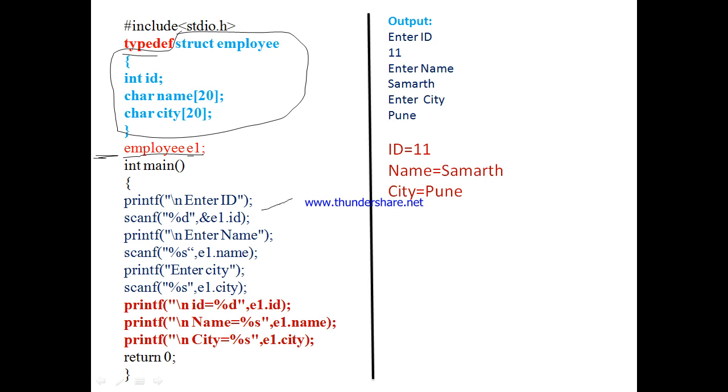Now here, enter id. The id is stored in the integer variable e1.id. Then enter name. The name is stored in the character array e1.name. Then enter city. The city is stored in the character array e1.city. Here the values are displayed. This is the output of the program.